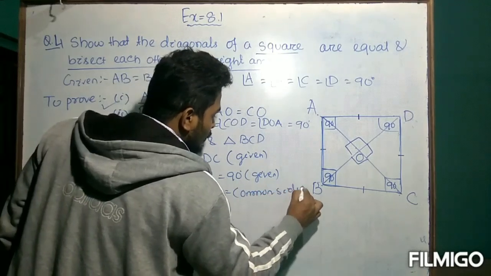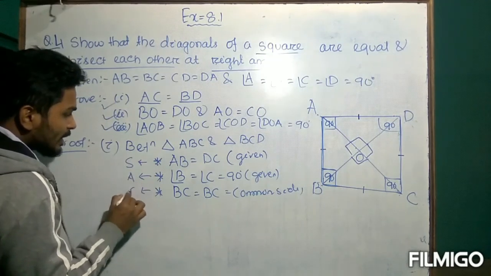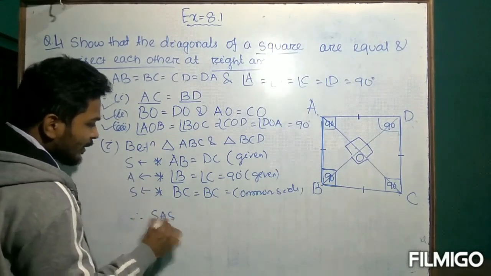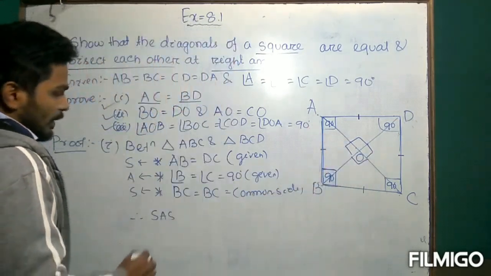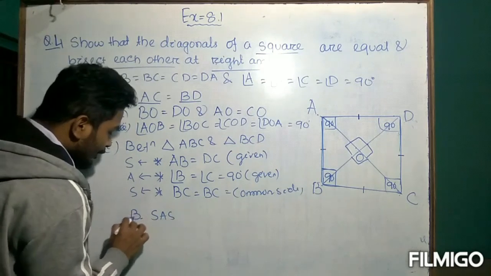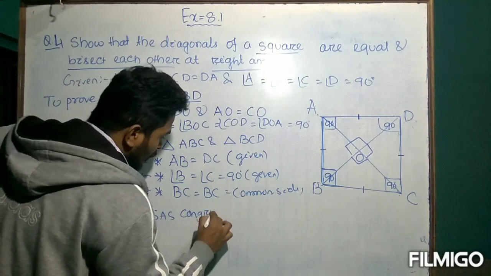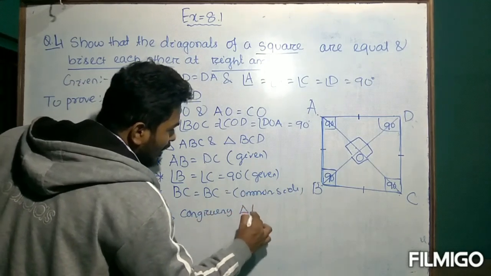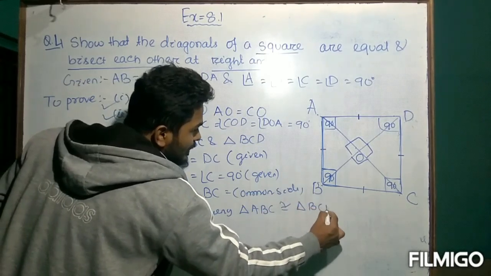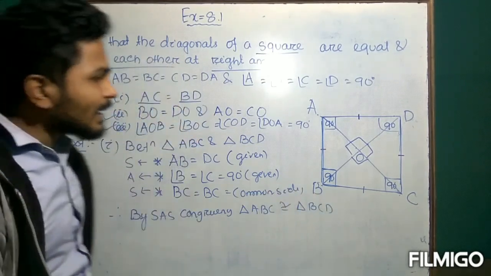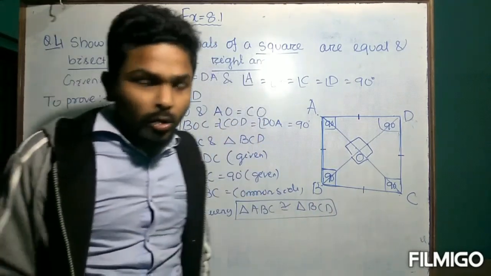Common side. So by side angle side congruency, we can write these two triangles ABC and BCD are congruent. So by SAS congruency, triangle ABC is congruent to triangle BCD. Okay, next, we have proved that both the triangles are now congruent.